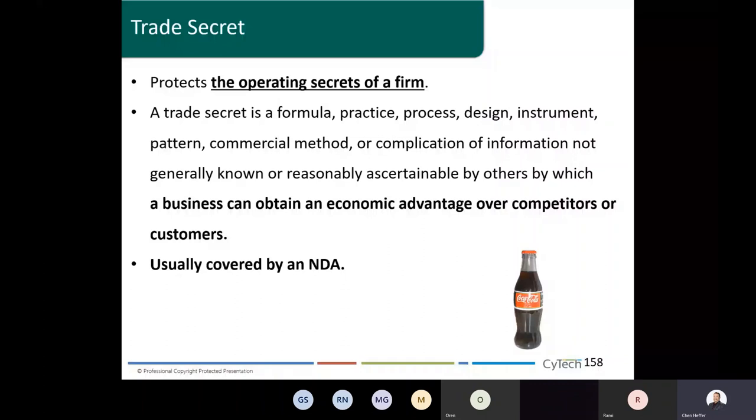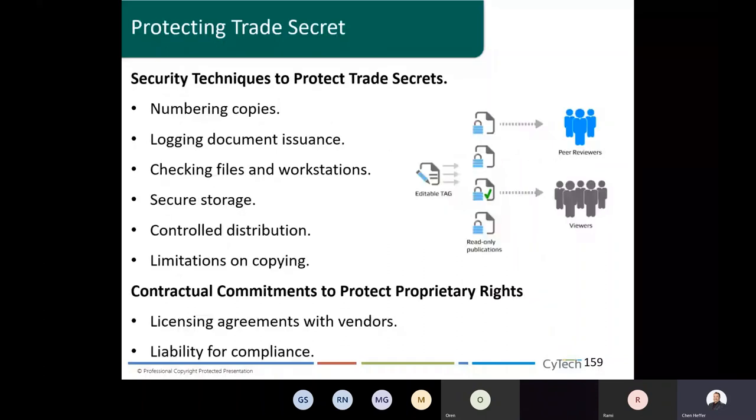So by protecting those trade secrets, you can number the copies of hard documents, documents that you printed out, and you can have a secured storage, you can have controlled distribution of information, say emails, you can use the DRM, the data rights management system in your Outlook, for example, to control the copies or what the recipients can do with whatever you send them. And of course, documents such as the NDA that you can put in place.